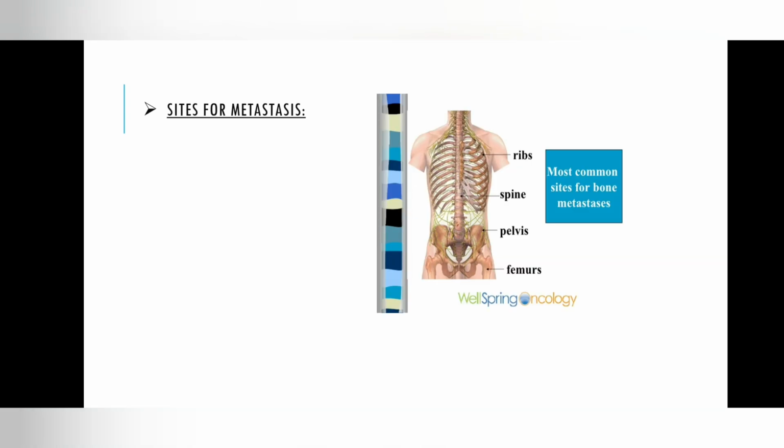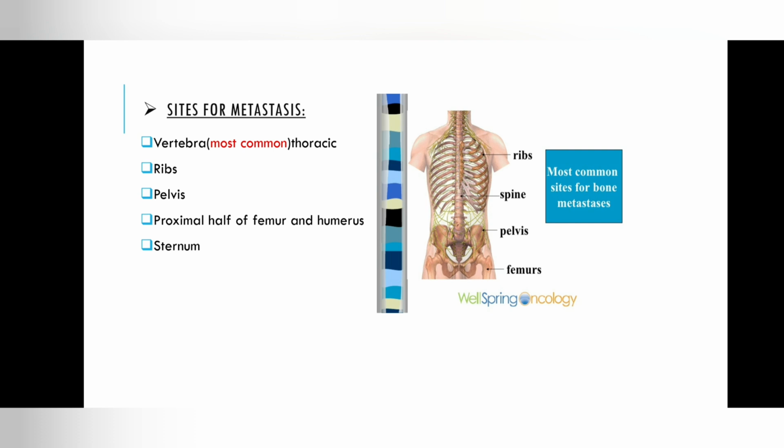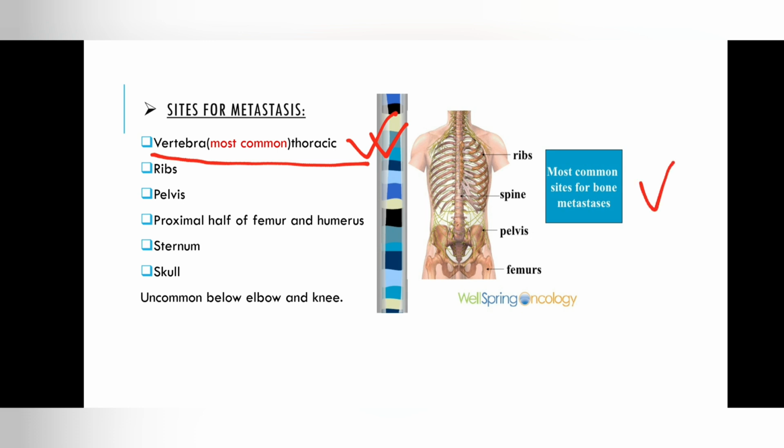Now, different bones which are involved in metastatic tumors are ribs, spine, pelvis, femur, proximal half of the femur, humerus, sternum, and skull. And it is uncommon below the elbow and the knee. The vertebra is the most common bone to be involved in metastatic tumors, and usually the thoracic vertebrae are involved. This picture shows the most common sites for bone metastasis.